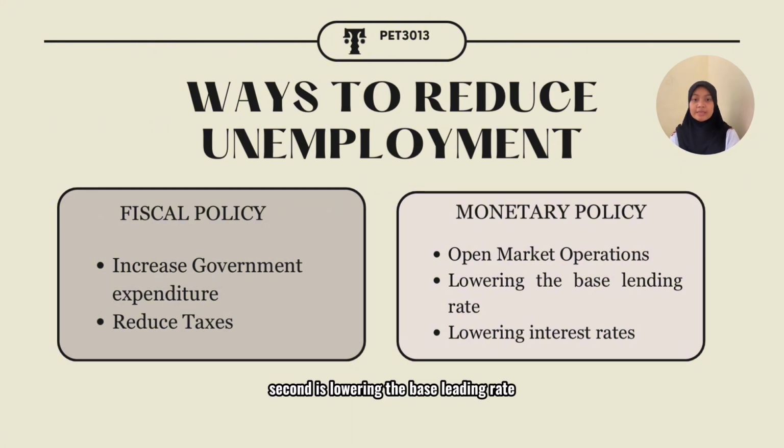Second, lowering the base lending rate. The central bank needs to lower the bank rate in order to make loans cheaper to borrow, and firms will increase investment by paying more workers. Third, lowering interest rate. The central bank will instruct commercial banks to lower their interest rate in order to encourage people to spend. This can increase aggregate demand and output and reduce the cycle of unemployment.